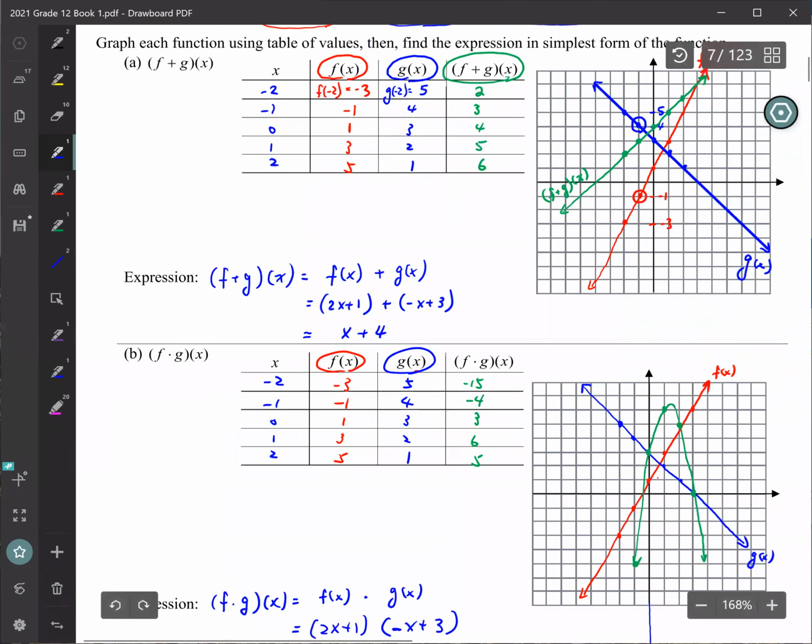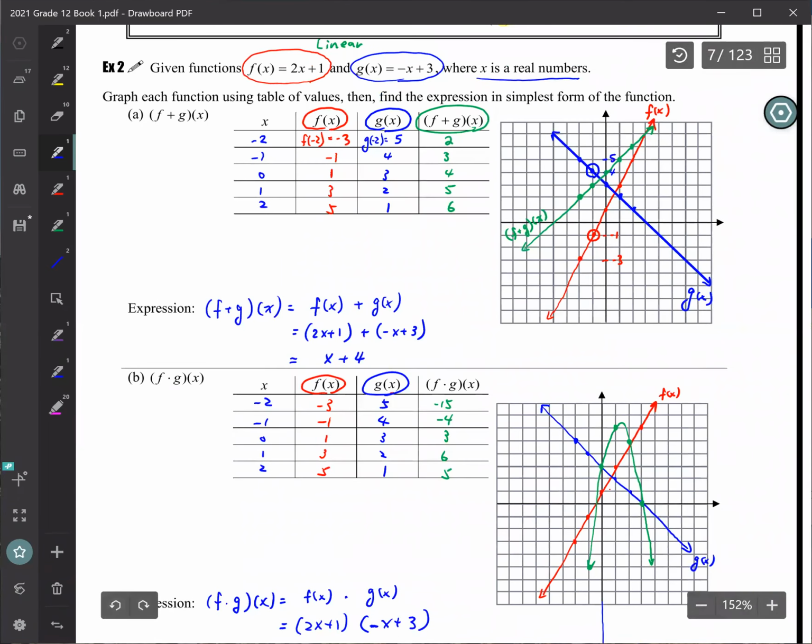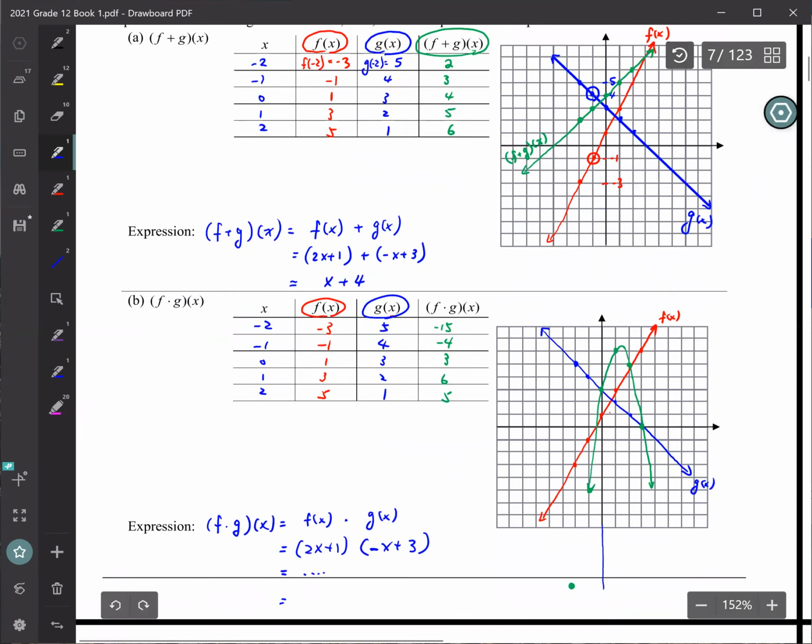So you can see from these two examples, with different operations, you will end up with different functions, different pictures. Imagine if you have a function that's a square root, radicals, the graph will be much different. This is just working with two linear functions.